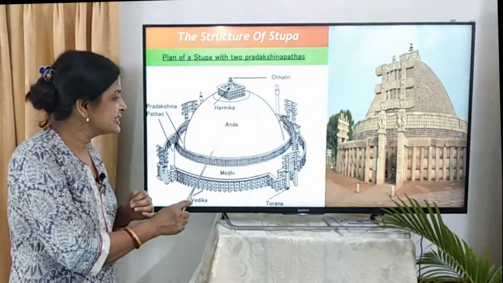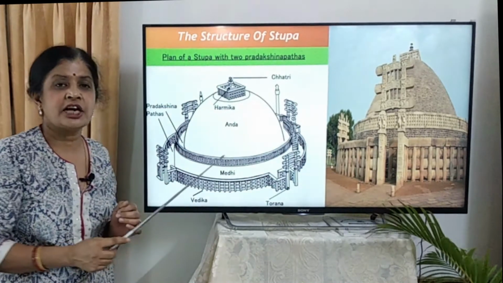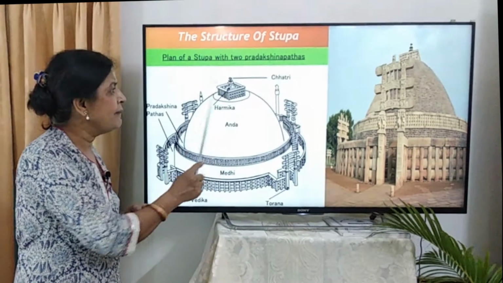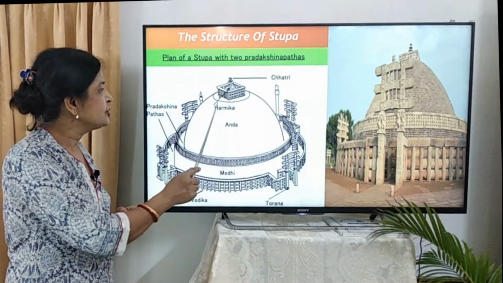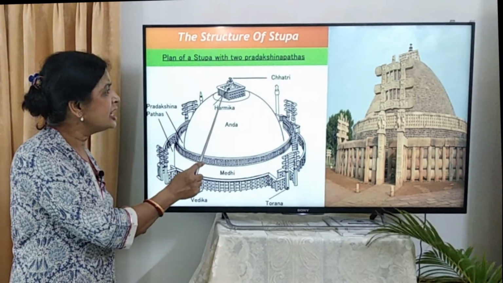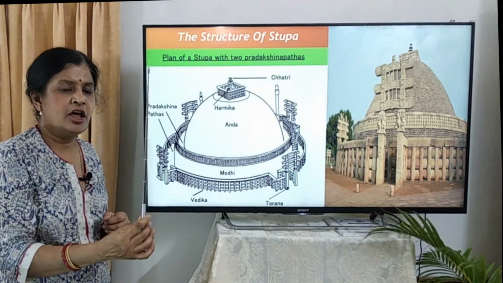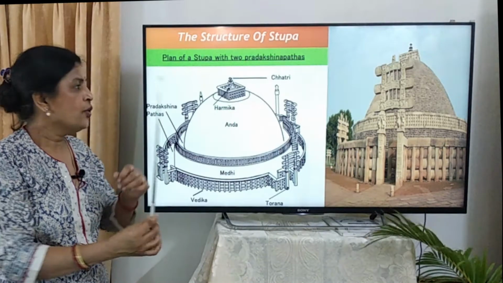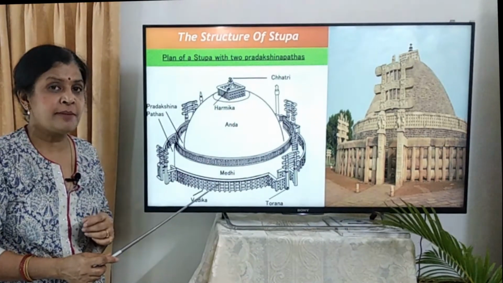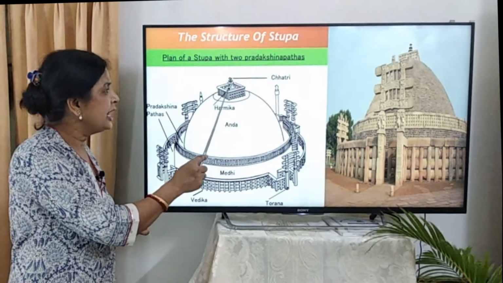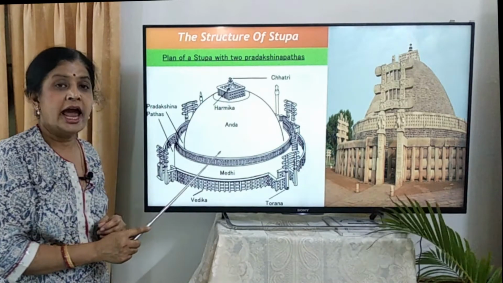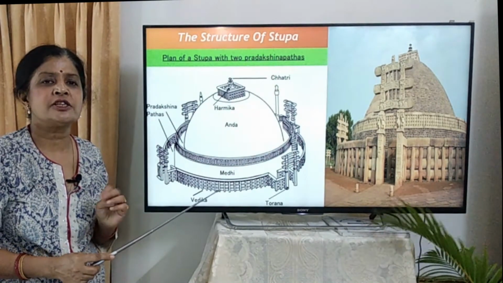Because here are Buddha's relics, which are the most revered, they made a small balcony, known as Harmika. In this, they erected a small stand, known as Yashti. Over this Yashti, three chhatris were made, which were not of the same size. They were tapering: bigger first, then smaller, and then smaller. And these are the three jewels of Buddha.